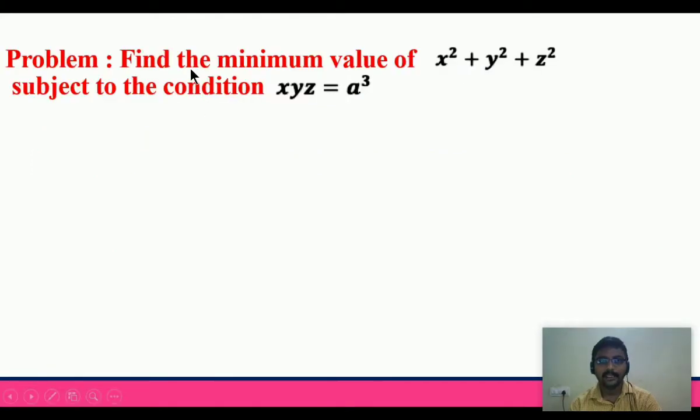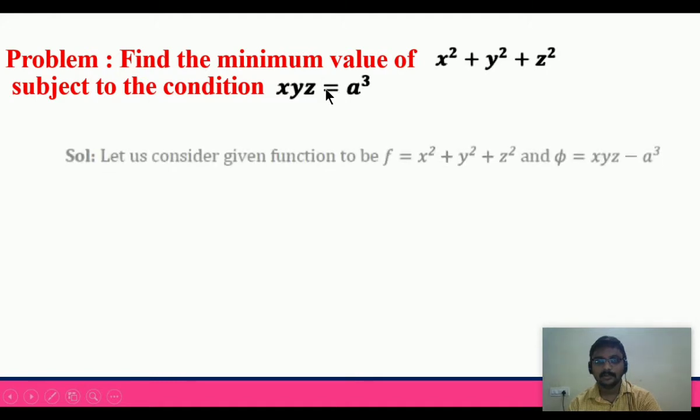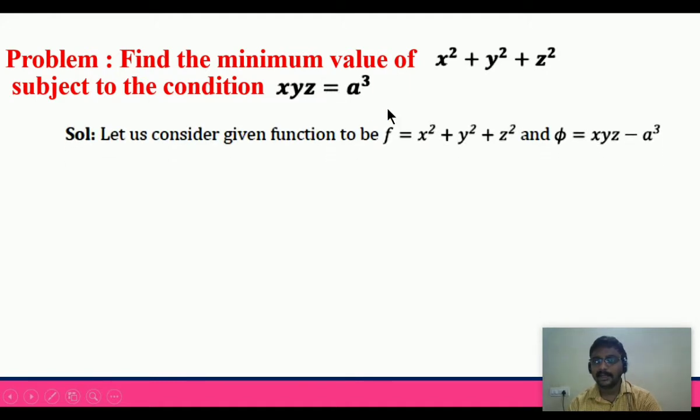Problem: find the minimum value of x square plus y square plus z square subjected to the condition xyz is a cube. So here we have to find the minimum value of the given expression x square plus y square plus z square, and the given condition is xyz equals a cube. Let us denote f as x square plus y square plus z square, that is the expression, and the constraint, that is a constant separated equation, let it be phi. So phi is xyz minus a cube.